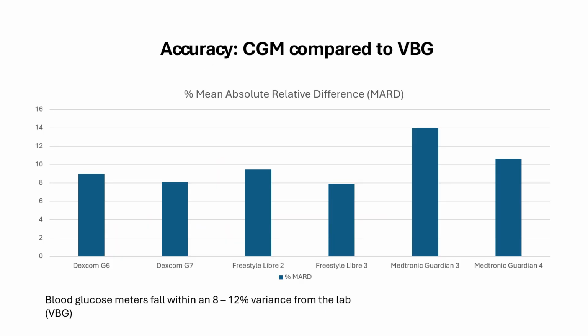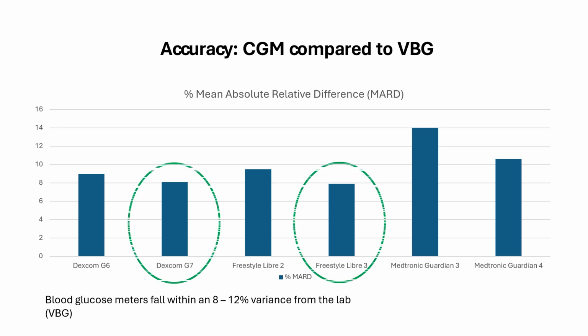Now, the accuracy has improved greatly over the years. Like I said, the lag times were very long, so it wasn't appropriate, but most point of care meters, including the hospital ones, are allowed to read up to 15% off of the lab, but they really have been settling in at about the 7 to 10% range for the blood glucose meters.